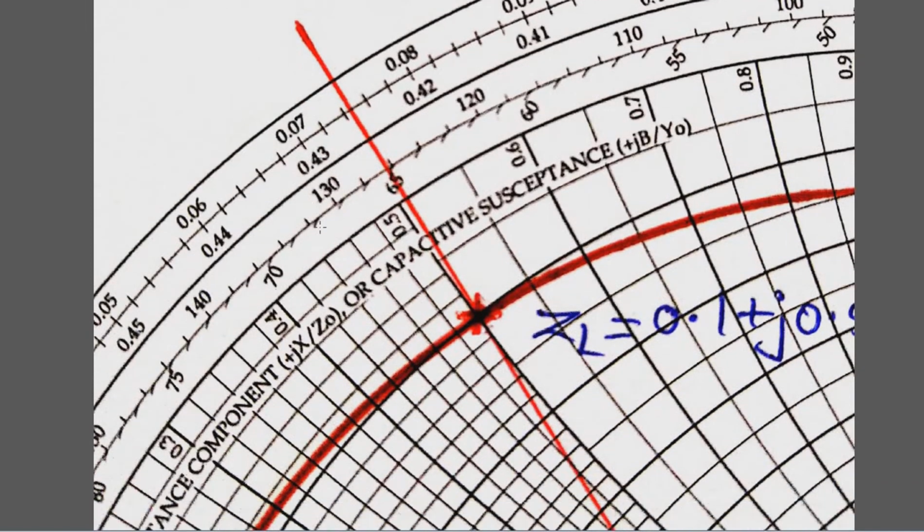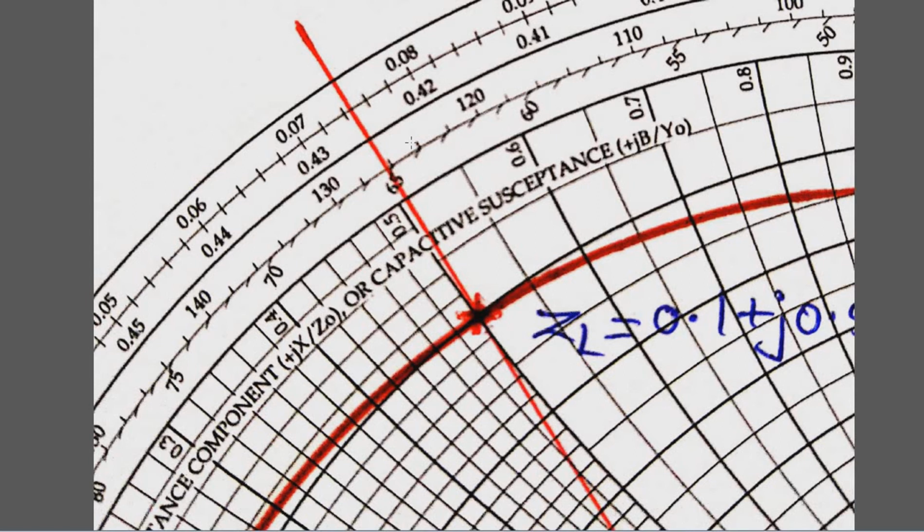See here, this was cut at an angle between 120 and 130. This is also divided into 5 parts. What is the difference between 120 and 130? 10. 10 divided into 5 parts, each one will be 2. So 122, 124 and 126. So the angle of reflection is going to be 126.